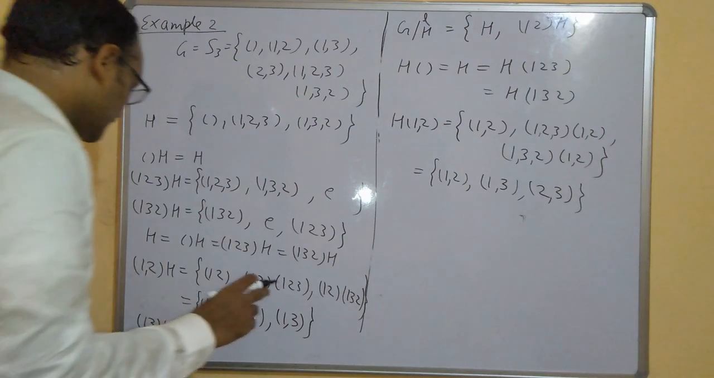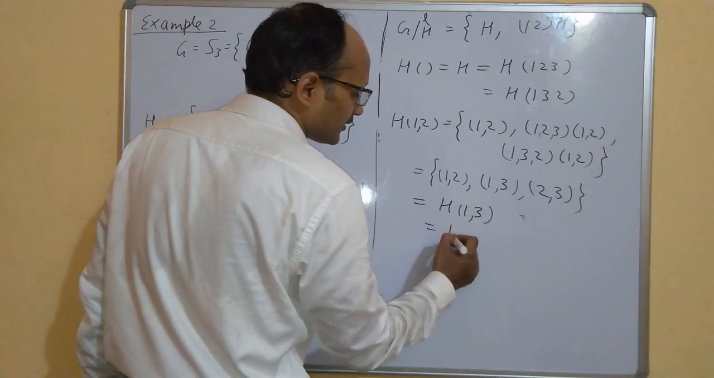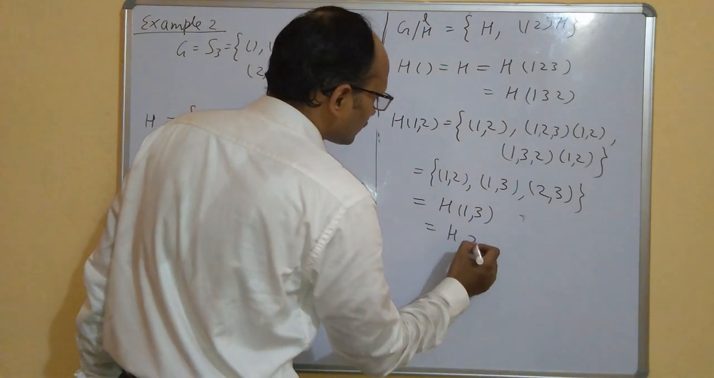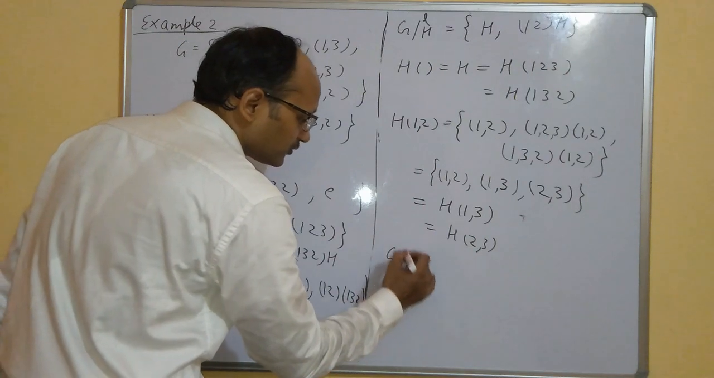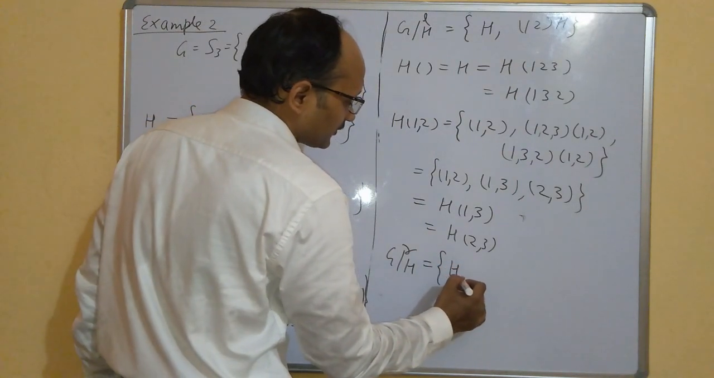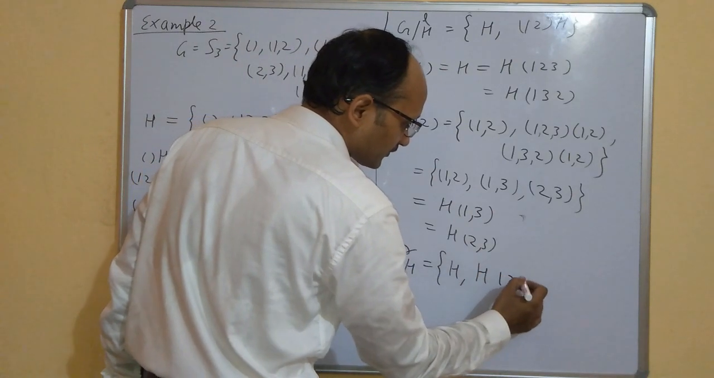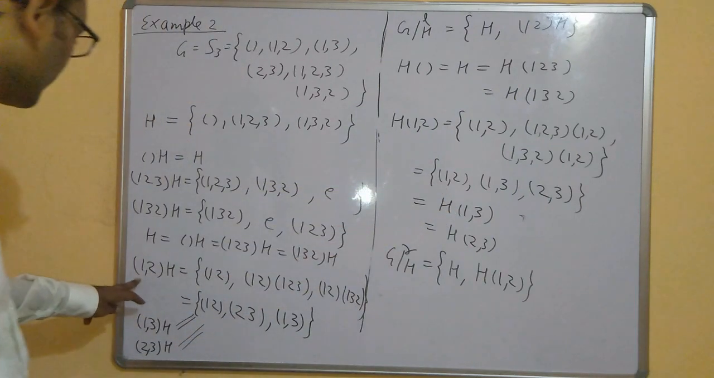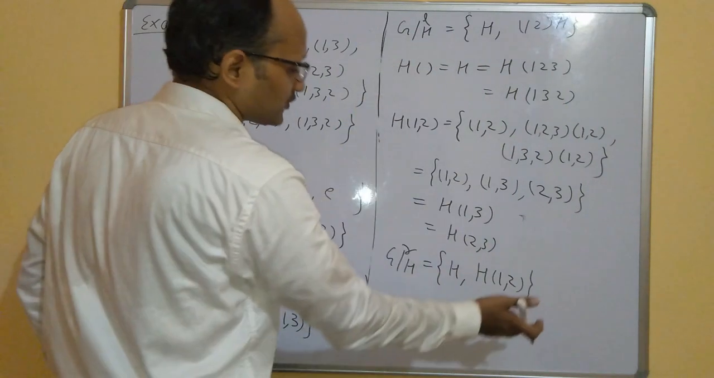And again it is not hard to see that this will turn out to be (1 3), and H(1 2 3), H(2 3). So again if you write the set of all right cosets of H in G, then it is H, and you may take any one of these, so let me write H(1 2). Also H(1 2) as a set and (1 2)H as a set, both are equal. So it means the left cosets and right cosets are equal.